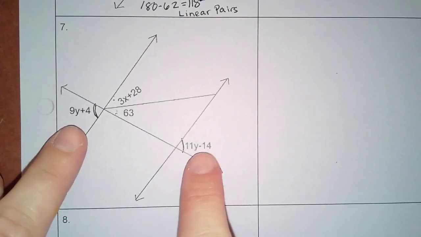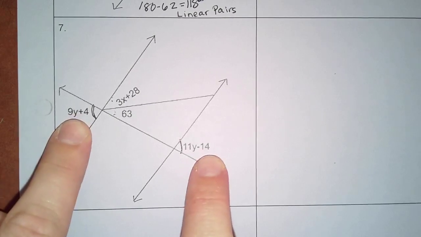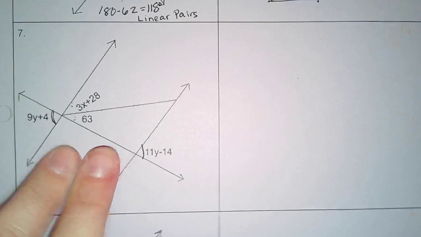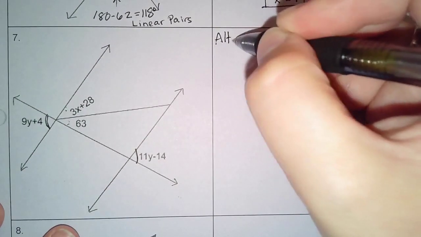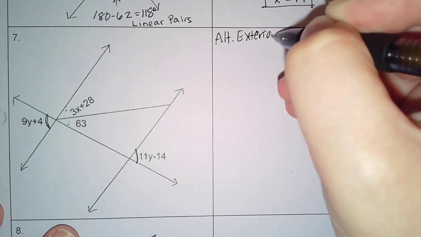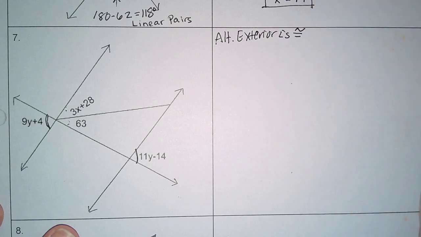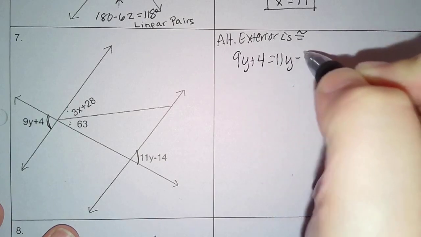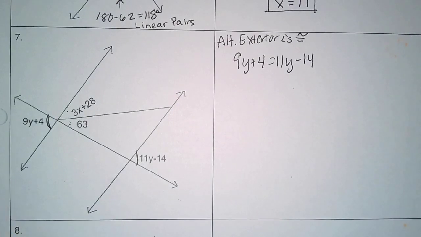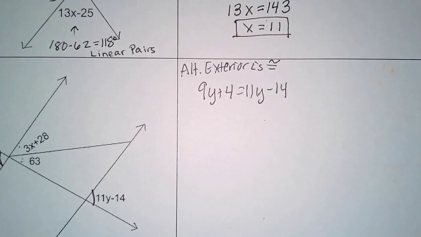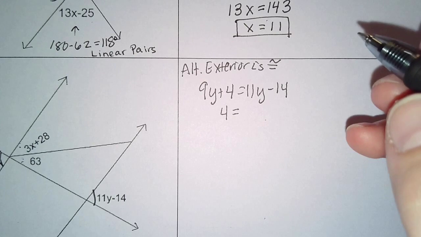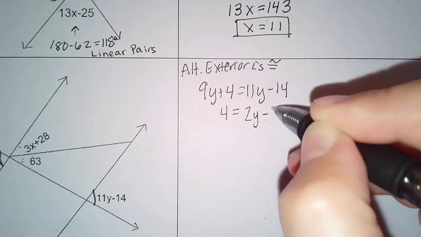What do we know about the relationship here? They're congruent because alternate sides of the transversal and on the outside of our parallel lines, the alternate exterior. So I'm going to set them equal. 9y plus 4 equals 11y minus 14. Subtract 9y on both sides. 11 minus 9 is 2y minus 14.